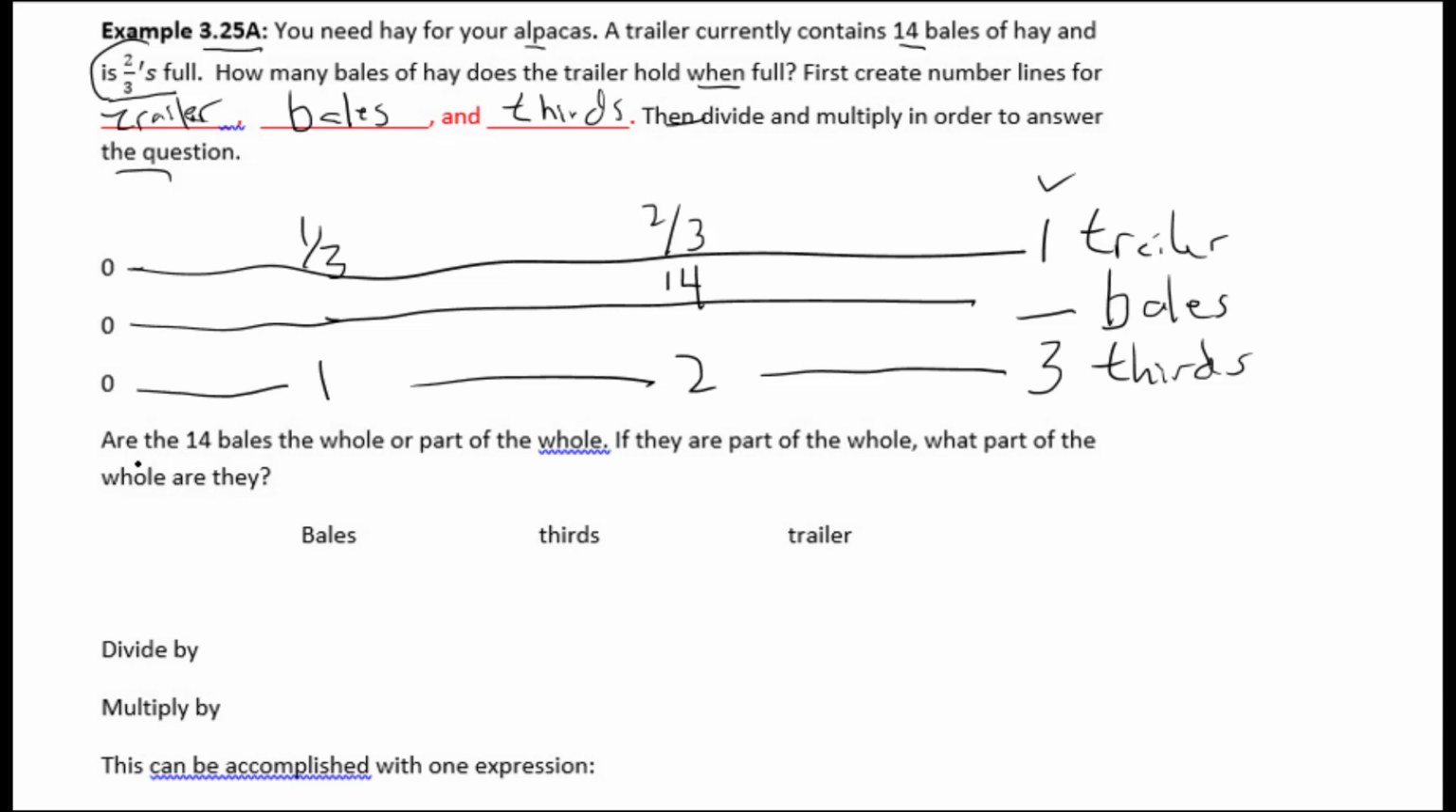So ask yourself, are the 14 bales the whole or part of the whole? They are part of the whole, not the whole. So I'm going to need more bales. This is going to be a larger number than what we have here. So how am I going to do this? I'm going to take the 14 bales and divide it by 2.